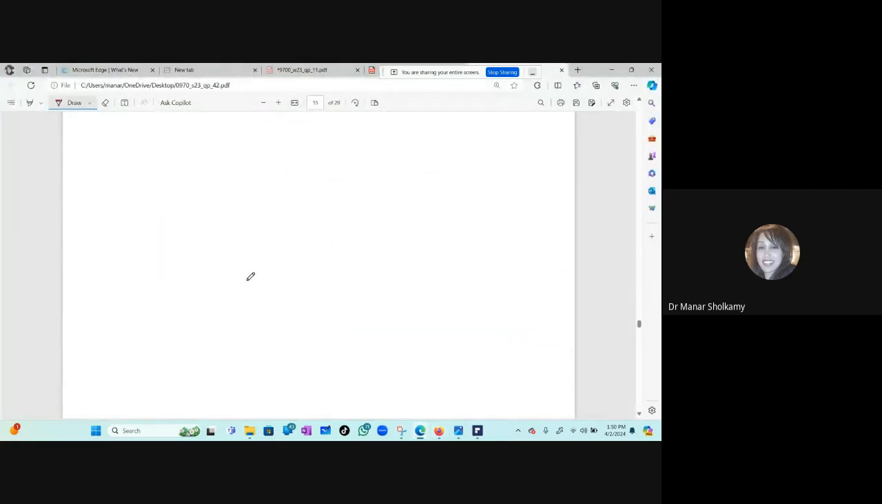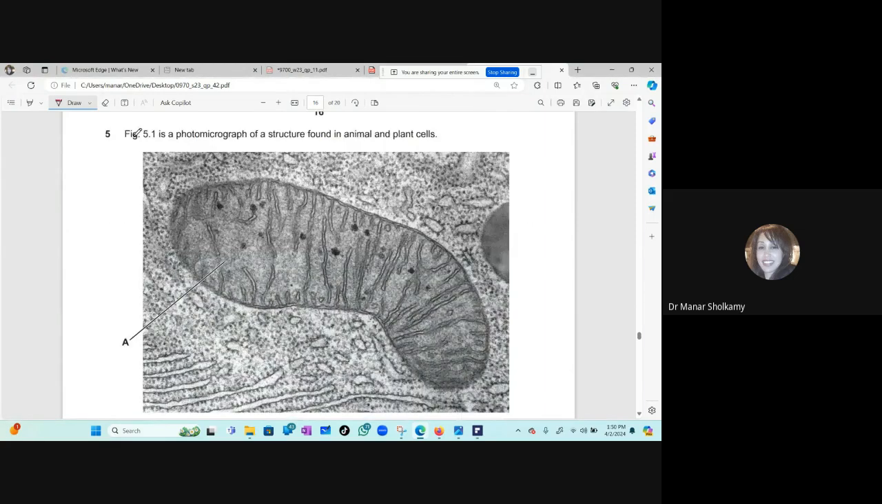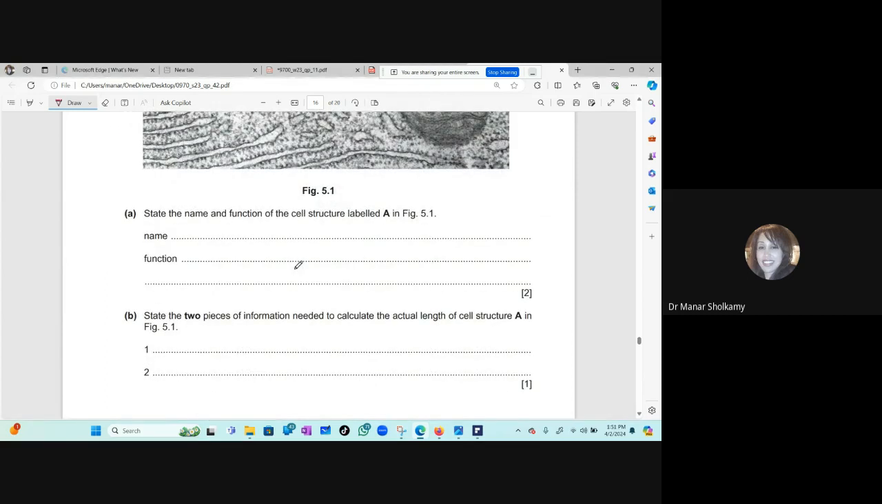This exam doesn't finish. The last question. Figure 5.1 is a picture of a structure found in animal and plant cells. What is this organelle? The one with lots of foldings to increase the surface area. Mitochondria, for aerobic respiration, come on. Mitochondria, yes. This is mitochondria for aerobic respiration.